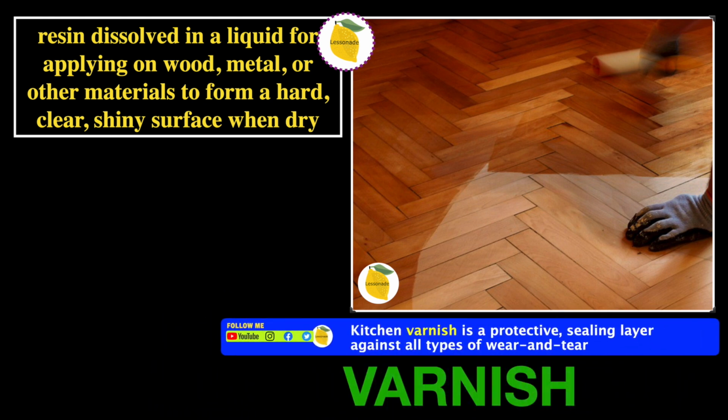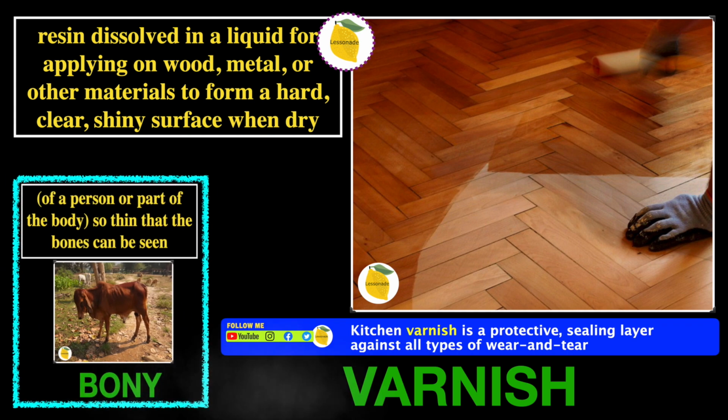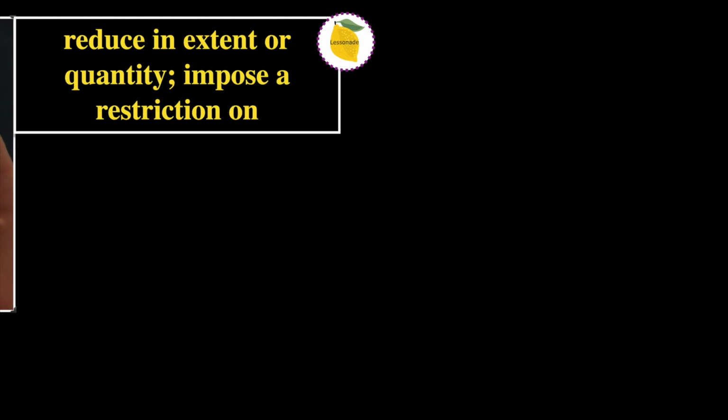varnish. And the sentence for this word is, kitchen varnish is a protective sealing layer against all types of wear and tear. So before we go into the next one, let's try to recall the previous slide. And the previous slide is bony. Let's go on to the next one.